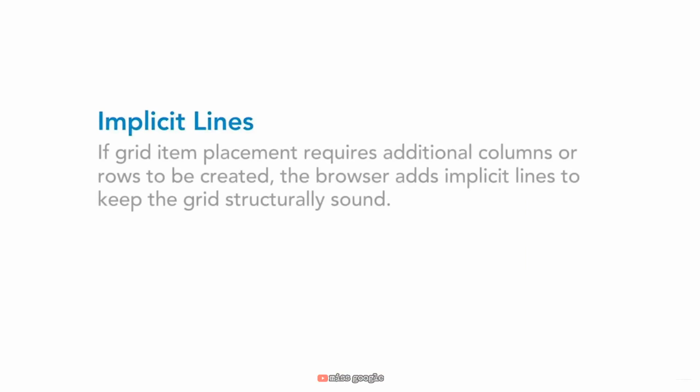Well, this is where we get into something called implicit lines. If we place an item in the grid outside of the existing rows or columns, the browser will generate new lines, either row lines or column lines, for us to keep the grid structurally sound. And that means if we want to, we can just place things outside the grid and the browser will say, okay, you want a bigger grid? That's fine. I'll just add the additional lines necessary to make that work.